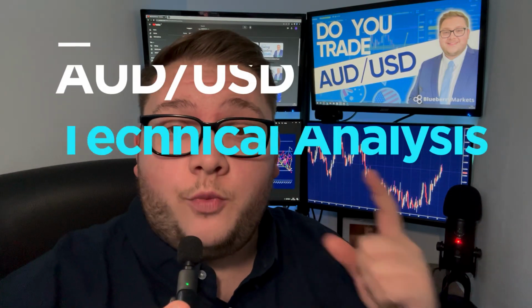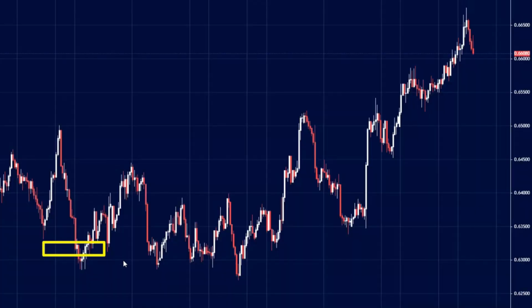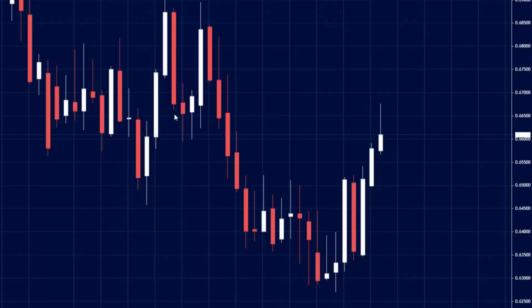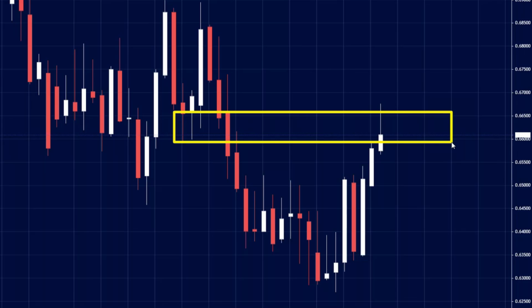Why is it a good time to watch Aussie versus the US dollar? The Australian dollar US dollar has been in a strong upward trend since finding support at the lows of 0.6300. Price has recently reached a resistance of 0.6650. But could price reverse here, or will we see the trend continue? Let's go take a look.